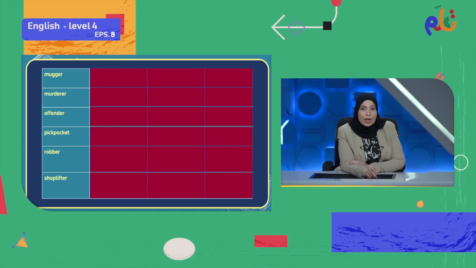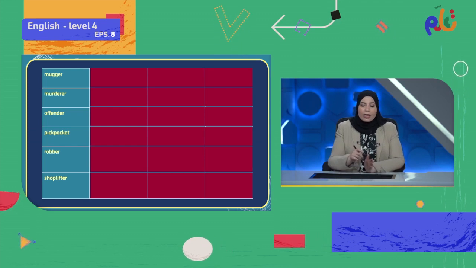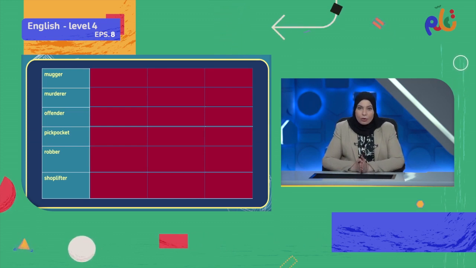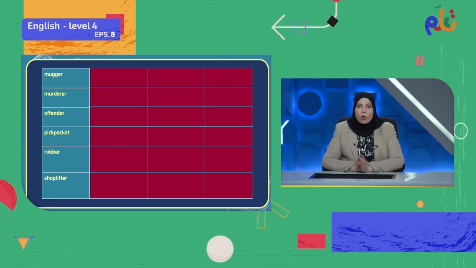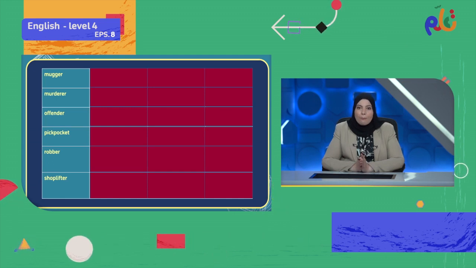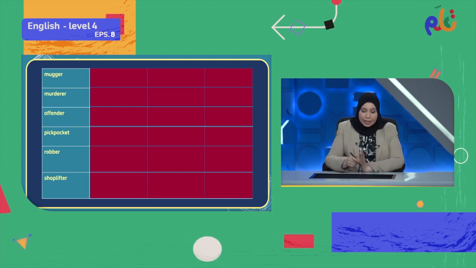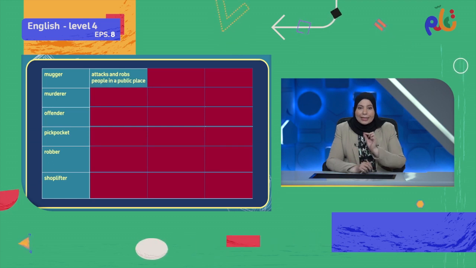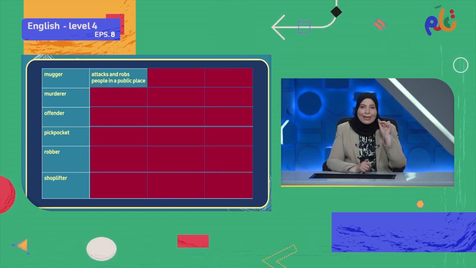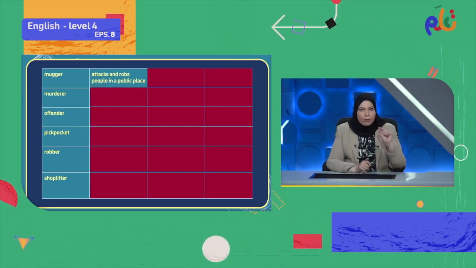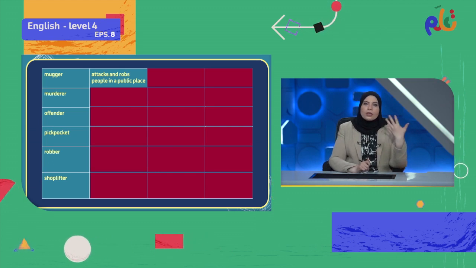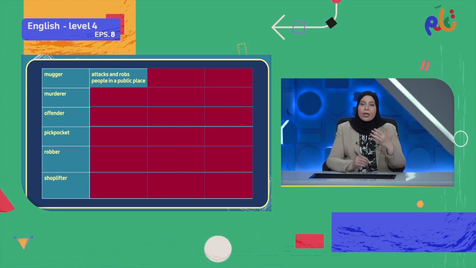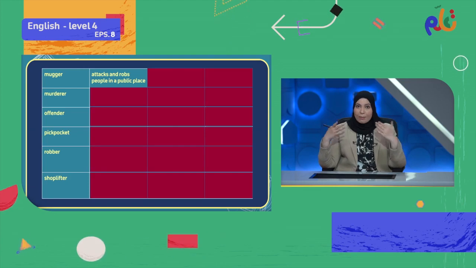Let's take a look here. We have more of them. So we have a mugger. The mugger, if you remember the crime, it was called mugging. Mugging is when I attack and rob people in public by force or after threatening them with a weapon. So this is a face-to-face crime.